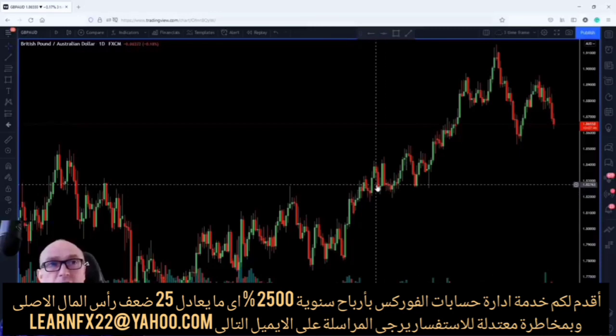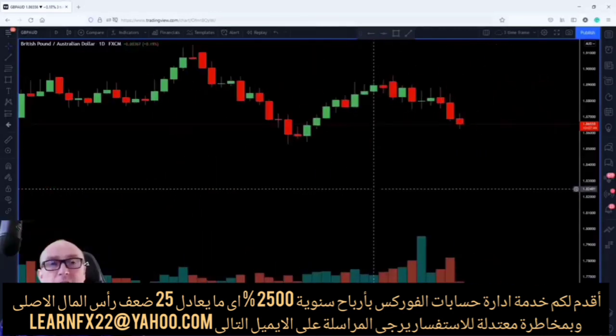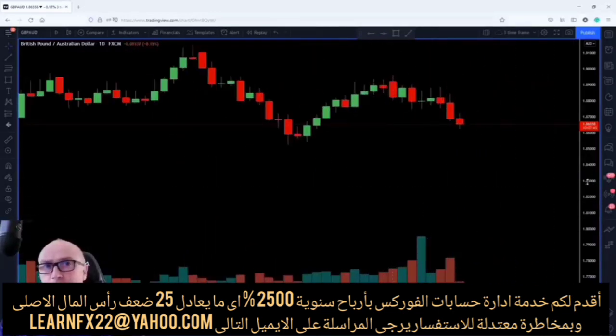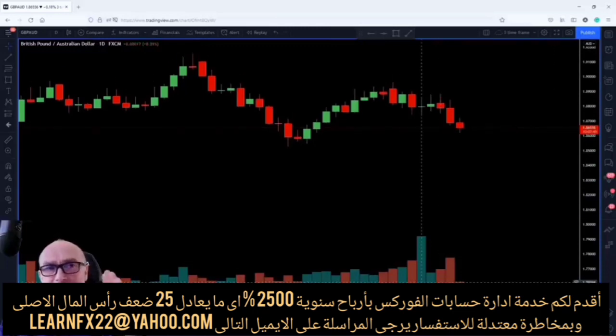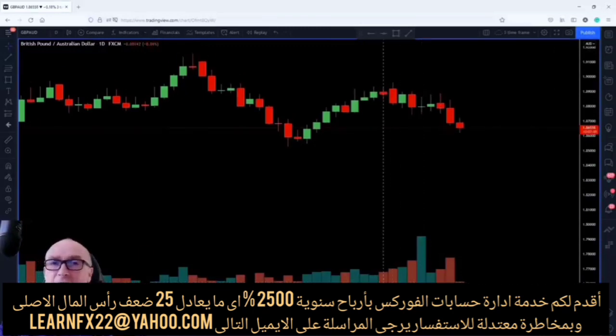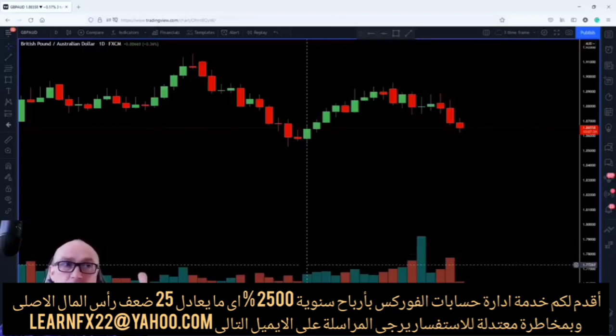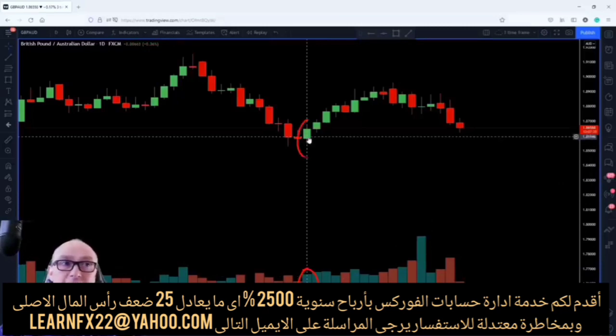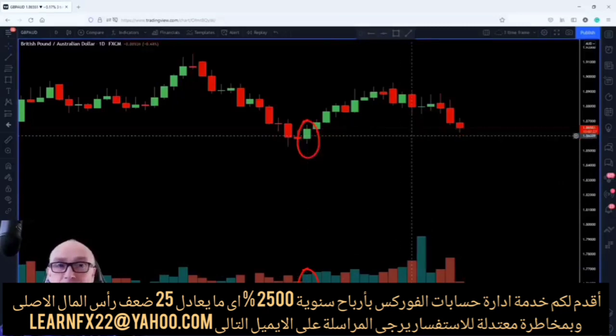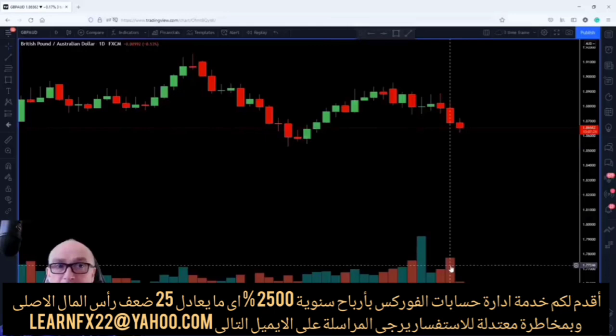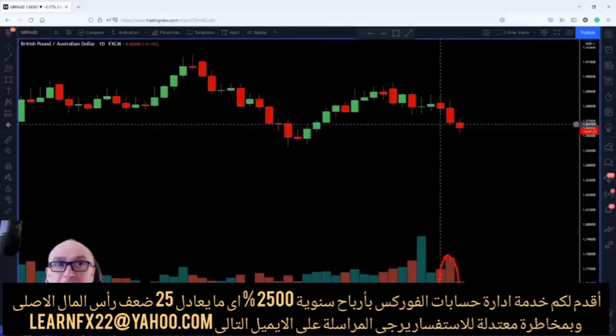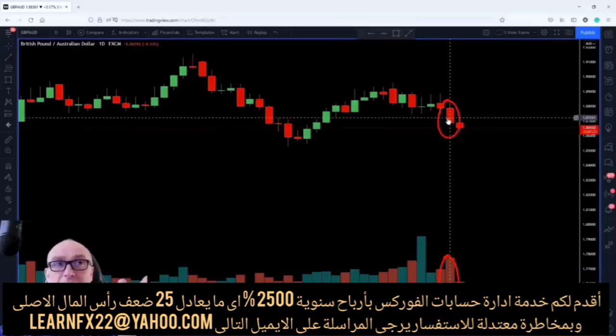Now I'll just zoom in here using the mouse wheel so it becomes a little bit clearer. So basically every histogram bar pertains to the candlestick above. You'll see here we've got this green histogram bar. It pertains to the green candle above. Back to the right here, you'll see this red candle, an increase in volume. That pertains to the bearish red candle above.